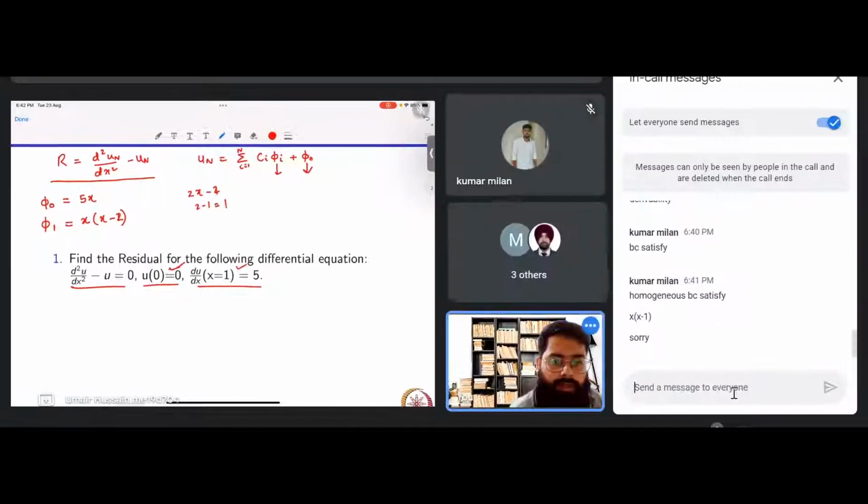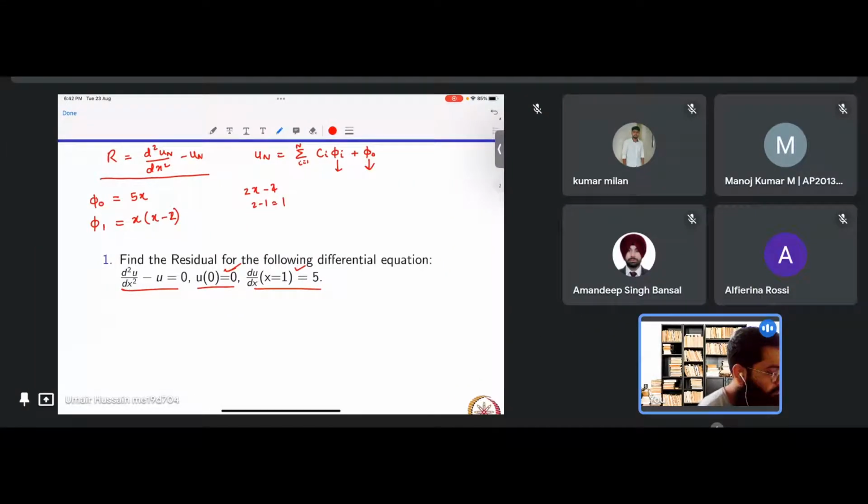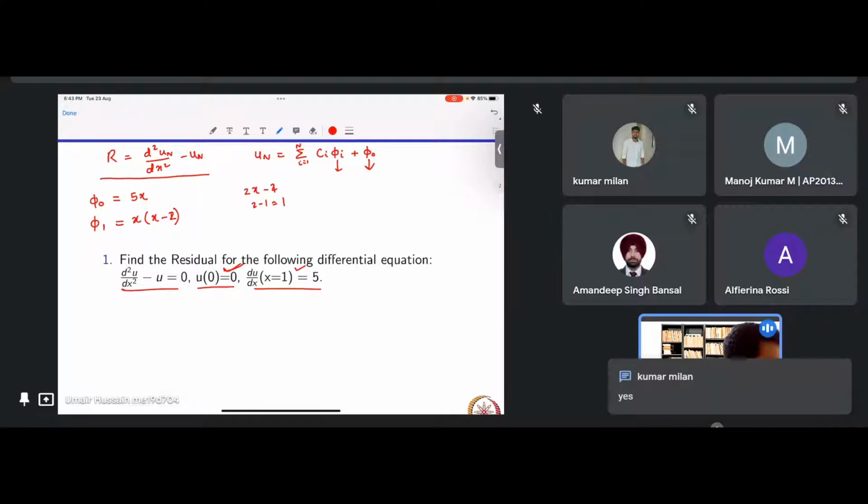Someone answered this here? I'll check. Okay. If we put it as x into (x minus 2), the first condition is already satisfied, right? This won't go away. And for the second, we'll have 2x minus 2 as the derivative, and if we put x equals 1, this would work. Okay, and right.